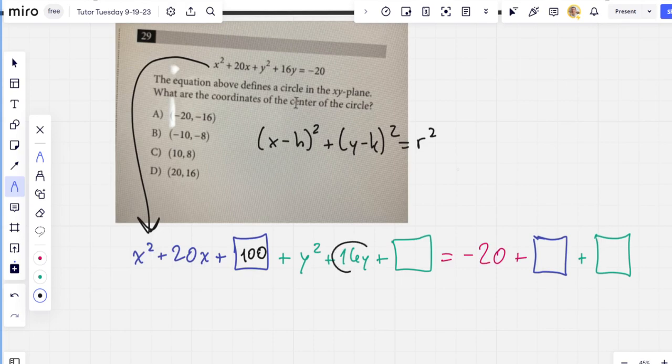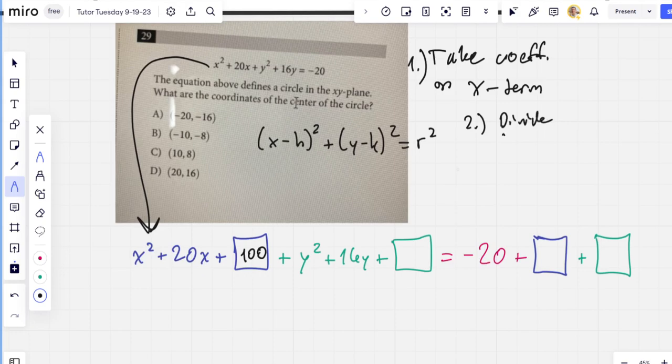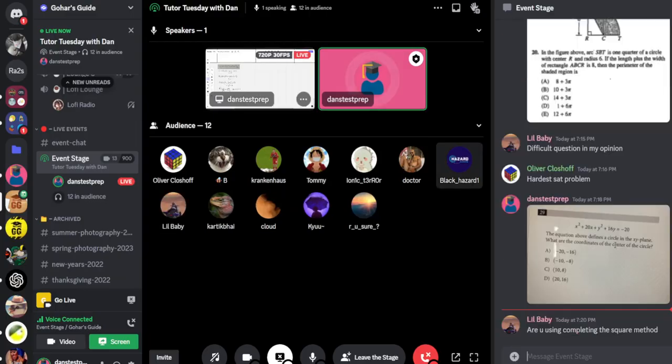So plus 100 here, take this, divide by 2. Here, let me write the steps up here. Take the coefficient on the x term, divide by 2, and square it. That's kind of the simple steps for completing the square.